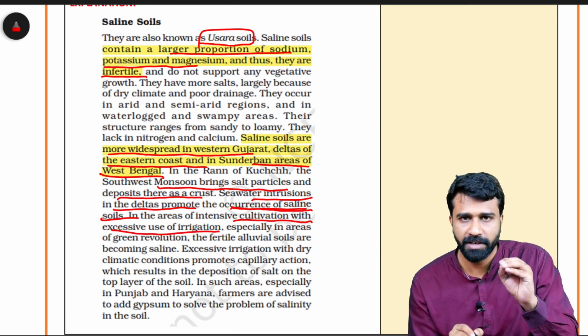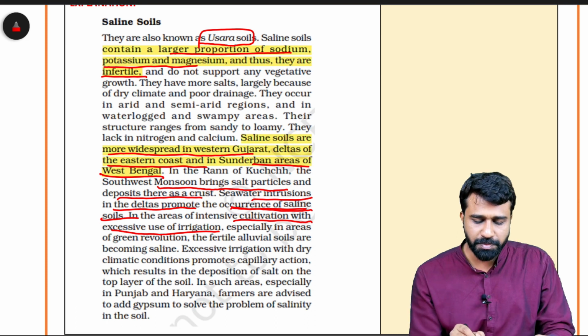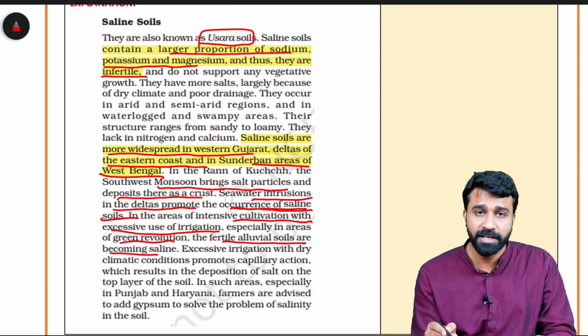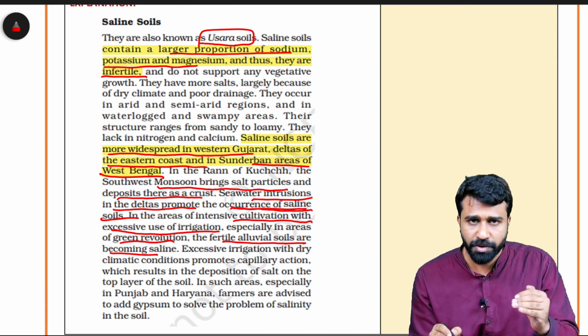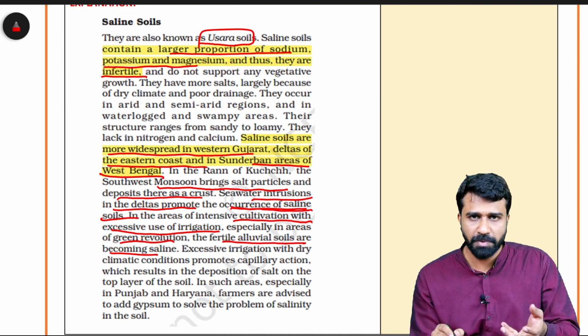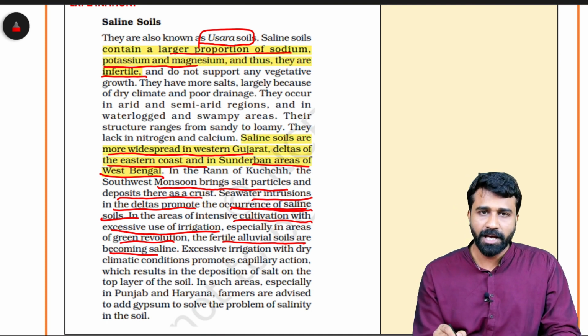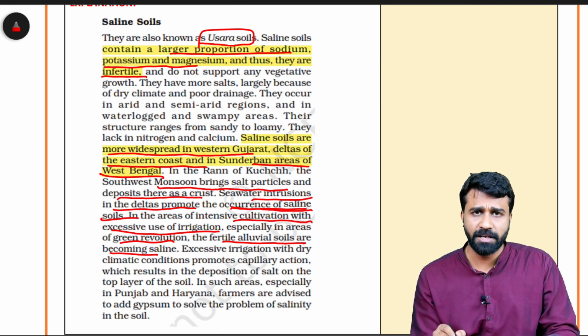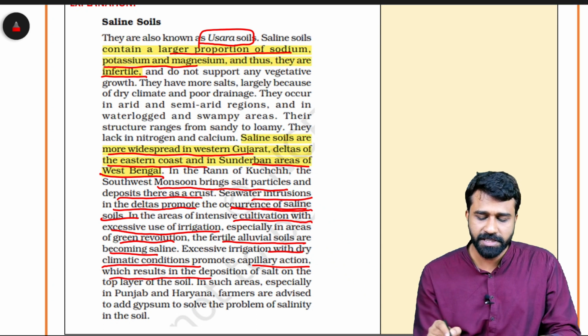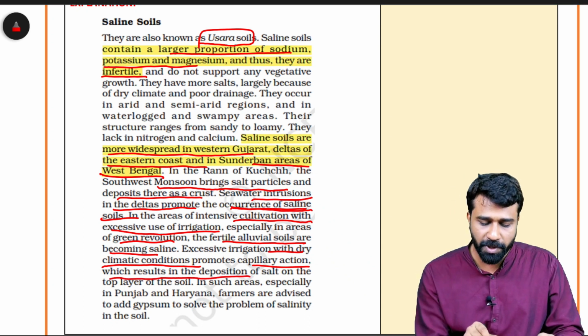Saline soils also occur in areas of intensive cultivation with excessive use of irrigation. You can find a little bit of vegetation there. Especially in the areas of the green revolution, the fertile alluvial soils are becoming very saline because of salt water intrusion from the groundwater. Huge groundwater exploitation, the capillarity action, and excessive irrigation with dry climatic conditions result in the deposition of salt on the top layer of the soil.